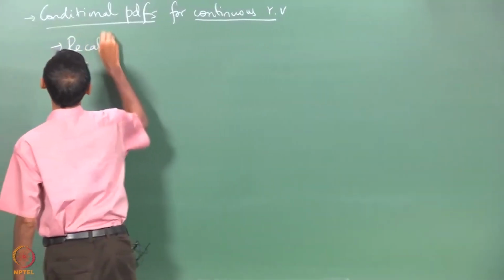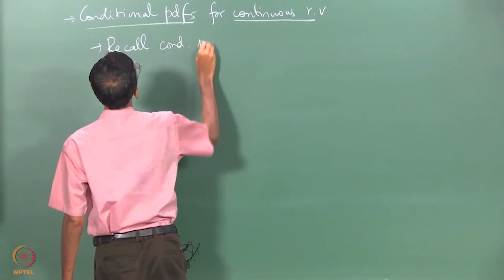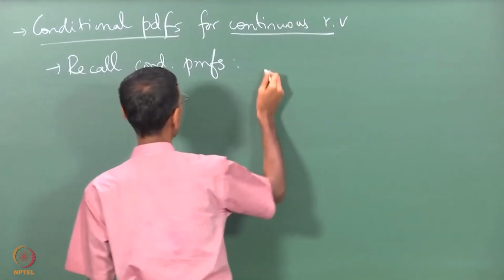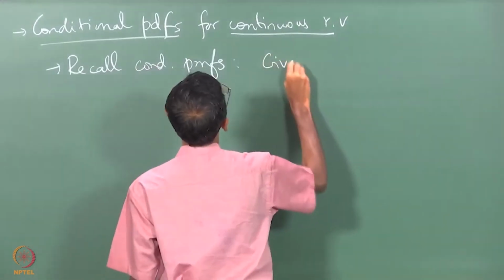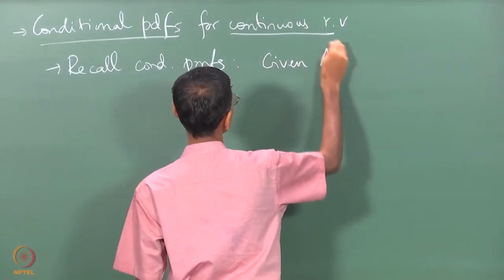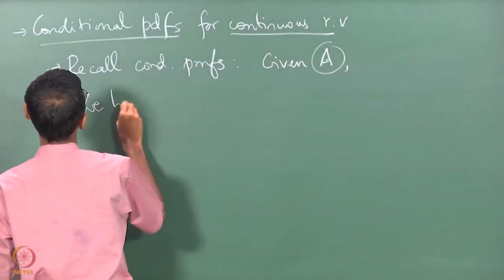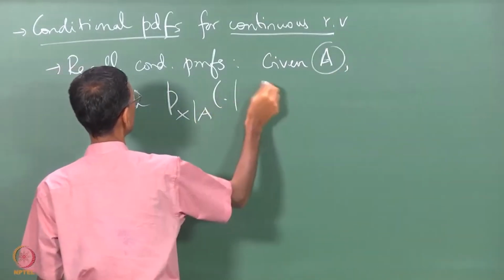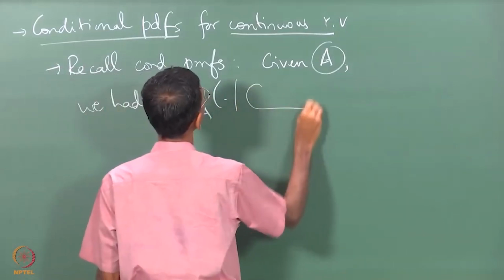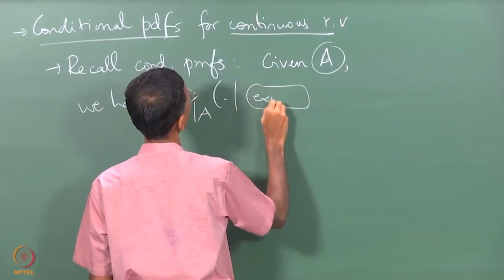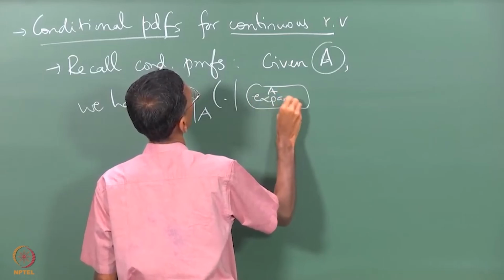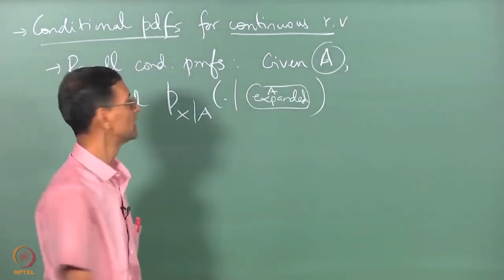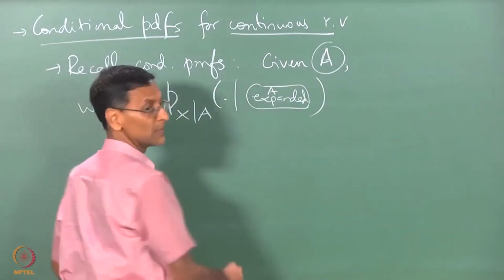So we recall the conditional PMFs. What did we do? We had some event A, which could be anything, right? We had P_{X|A}(· | A), and here you could expand the A. This is the kind of notation that we had, right? The dot, of course, is arguments.